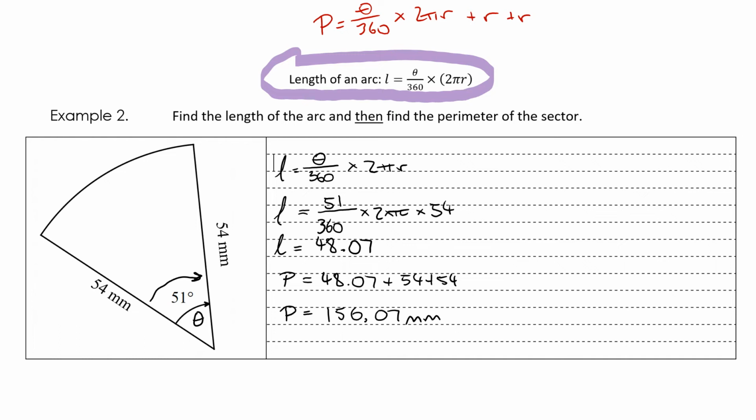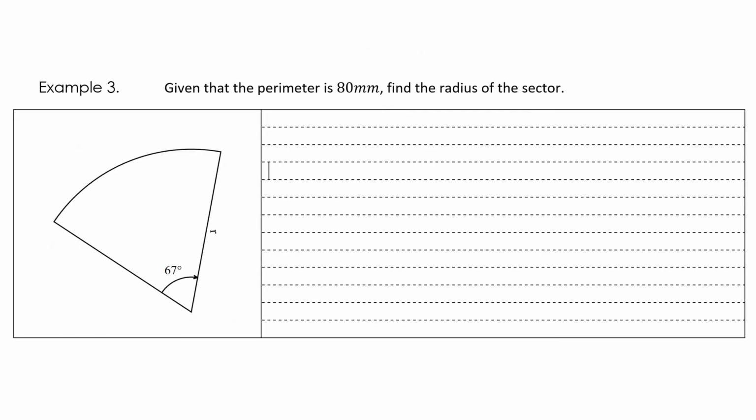Let's try the next one. Given that the perimeter is 80 millimeters, find the radius of the sector. So this one, we've been given the perimeter. The perimeter is 80 millimeters. Now, sometimes if you're on your phone, that'll cross it out, so I'll just draw a box around it. The perimeter is 80 millimeters. We want to find the radius.